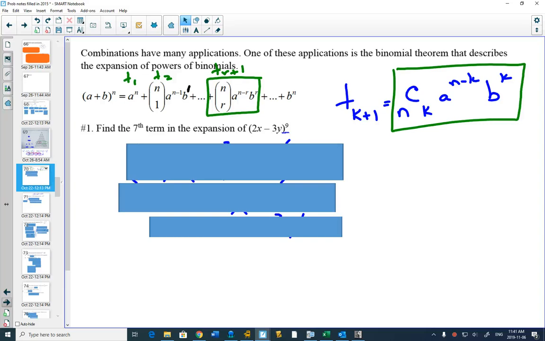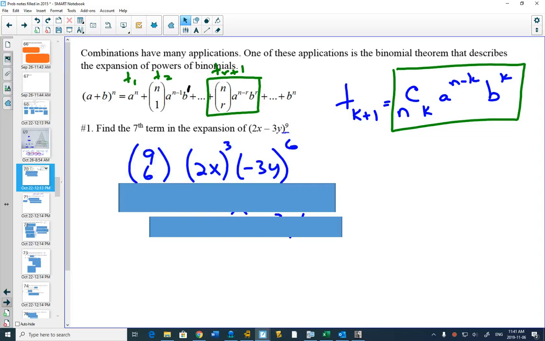So if we want to find the 7th term in the expansion, that would make r 6. So you have 9 choose 6. 2x is your first term to the power 3, minus 3y to the power 6.